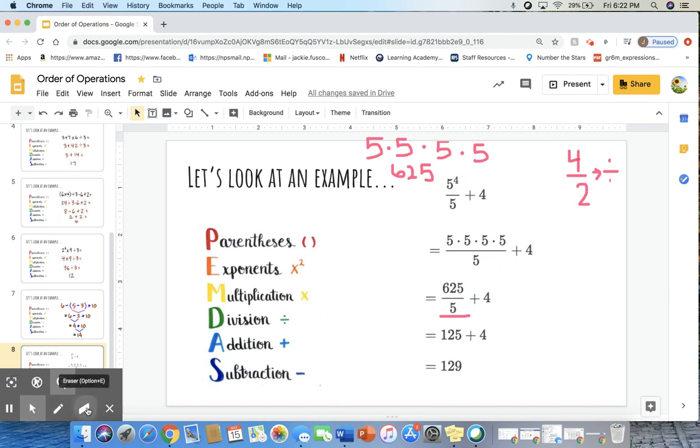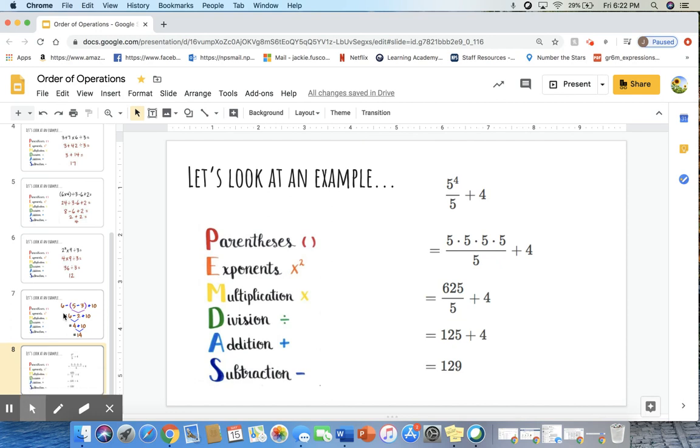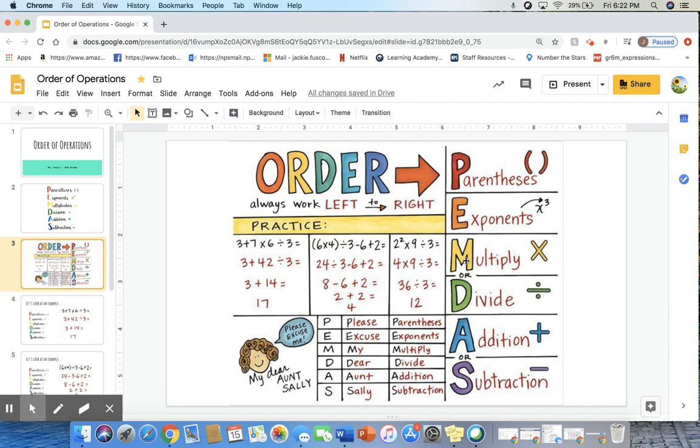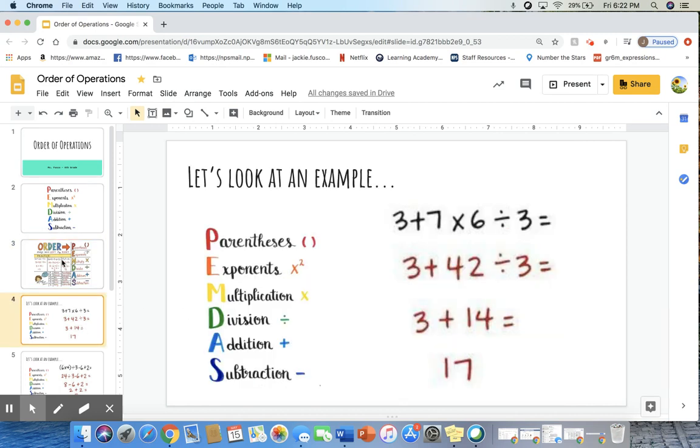Okay, let's get this erased. Awesome job with the examples. Now use these examples to help you on your assignment today, which is to watch a short video on Khan Academy and complete problems just like the ones that we did here. Remember to look back and use this reference sheet and use these examples to help you as you solve them on your own.